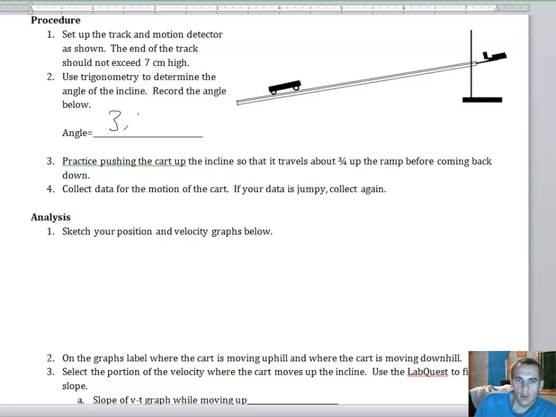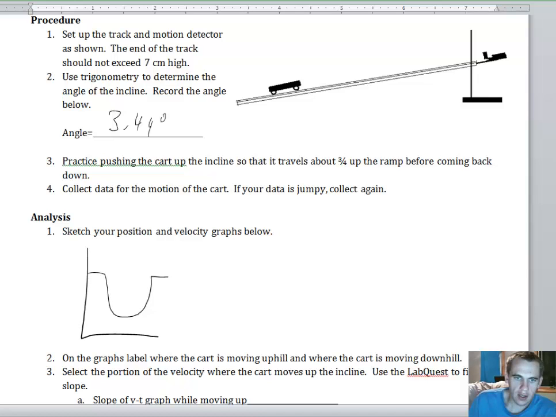Alright, we set this up. We had an angle of 3.44 degrees. Sketch your position and velocity graphs below. Your position-time graph should look something like this. Here you're holding it. Here it moves up. Here it moves down, right? And then here it stops again.